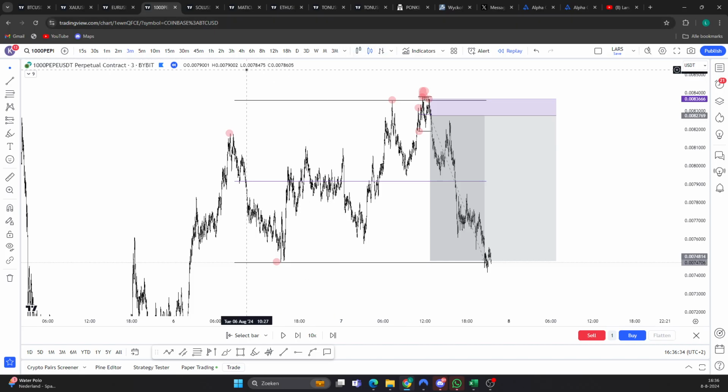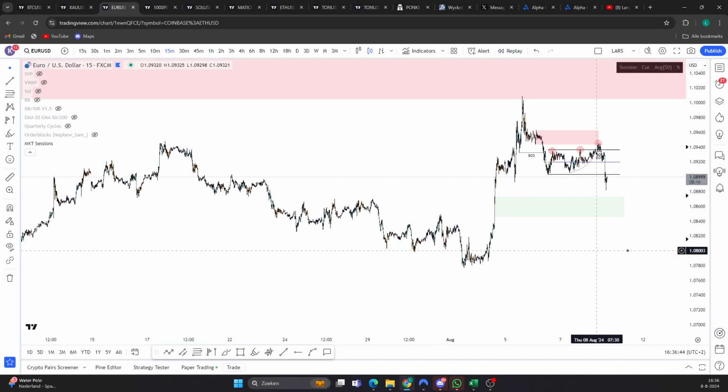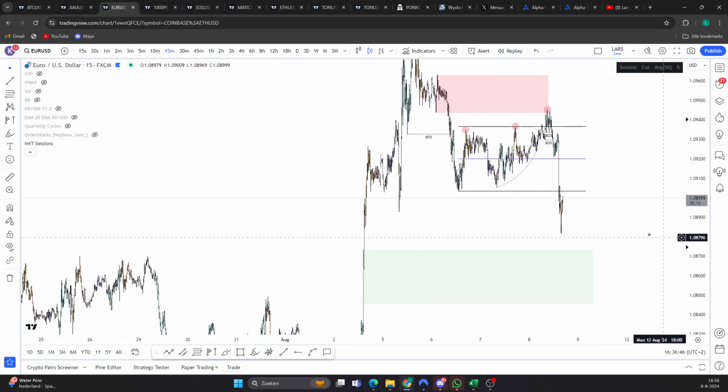You could have a 4-hour range that has a 30-minute Wyckoff in between, or you could have a 10-minute range that has a 1-minute Wyckoff in between, right? So that was the one of yesterday. Let's go to the one of today, guys.